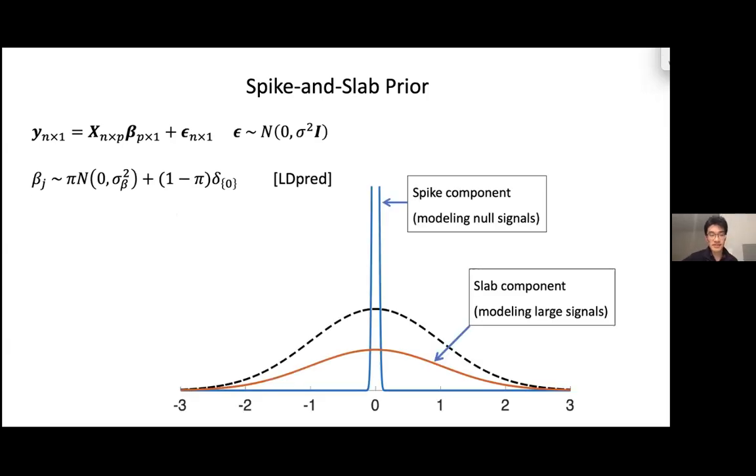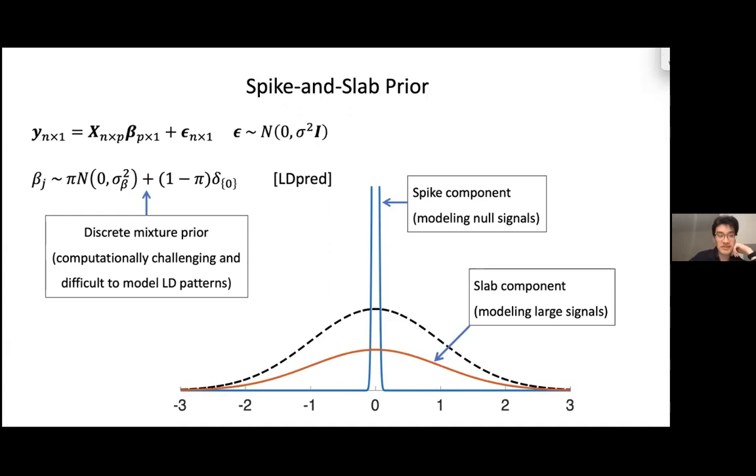If we take a look at the density of this prior, it has two components. There's a spike component, which is a very narrow distribution centered at zero, often used to model small signals. And there's a slab component, which is much wider and can be used to model large signals. And then by varying this proportion of causal variants, which is coded in pi here, this model can cover a wide range of genetic architectures.